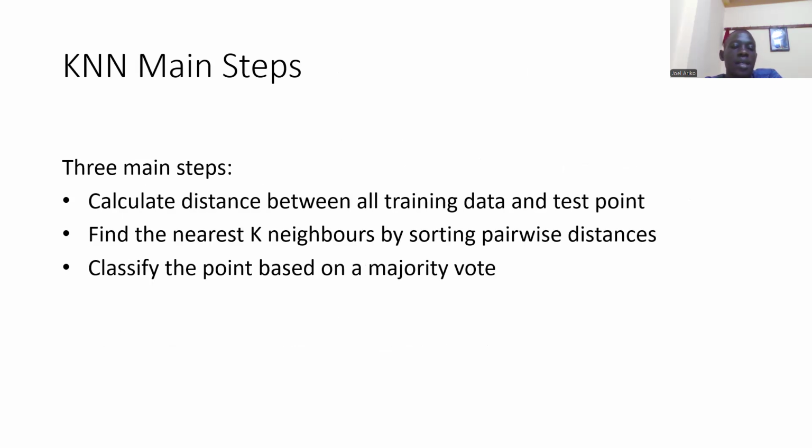All right. Then it actually has 3 main steps. Some say it's 5, but through the course I learned it has 3 main steps. One, you calculate the distance between all the training data and the test points. Then you find the nearest k neighbors by sorting the pairwise distances. And lastly, you classify the point based on the majority vote.